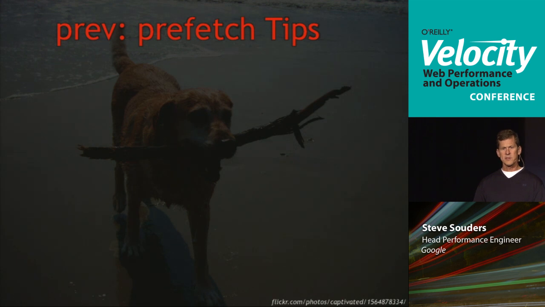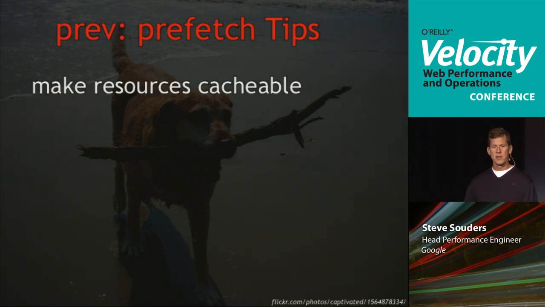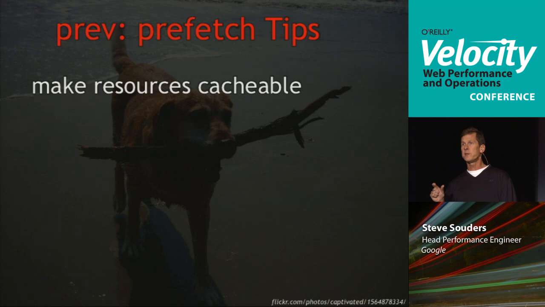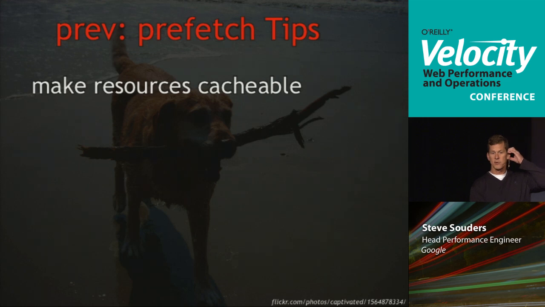So what are some tips if you want to do prefetch? Make sure that the resources are cacheable. What the prefetch is going to do is put it in the cache. The user is going to transition to the next page. If it's the page that you expect them to go to, that page is going to ask for the resource. If it goes to pull it out of the cache and it's expired, it's going to have to request it again. So you really want to focus your prefetch on resources that are cacheable.